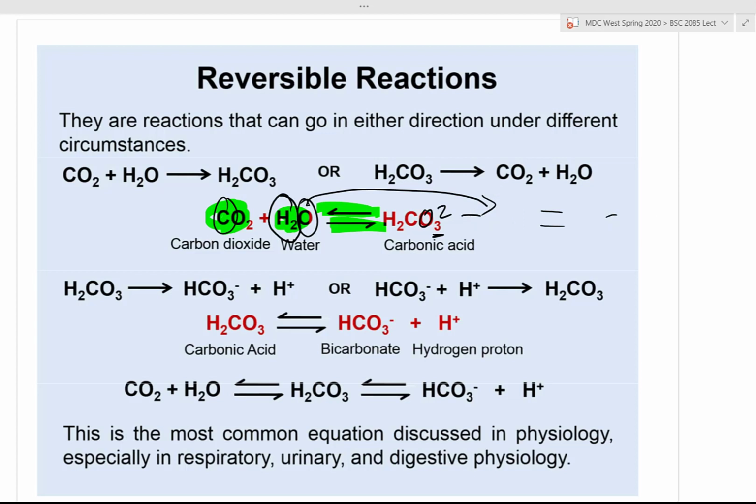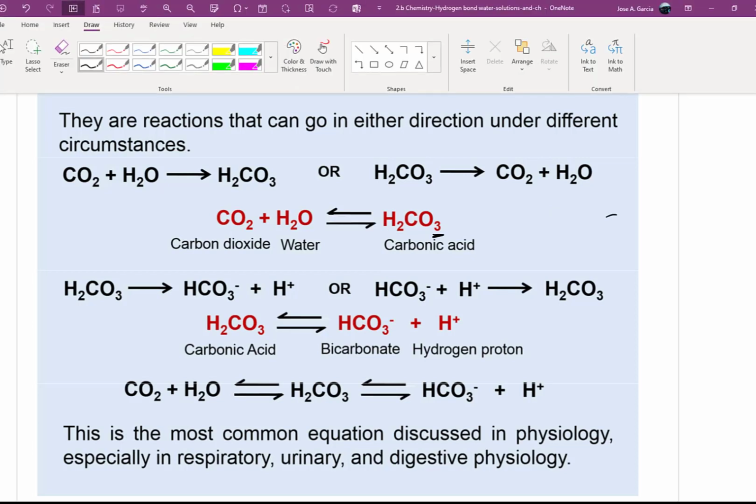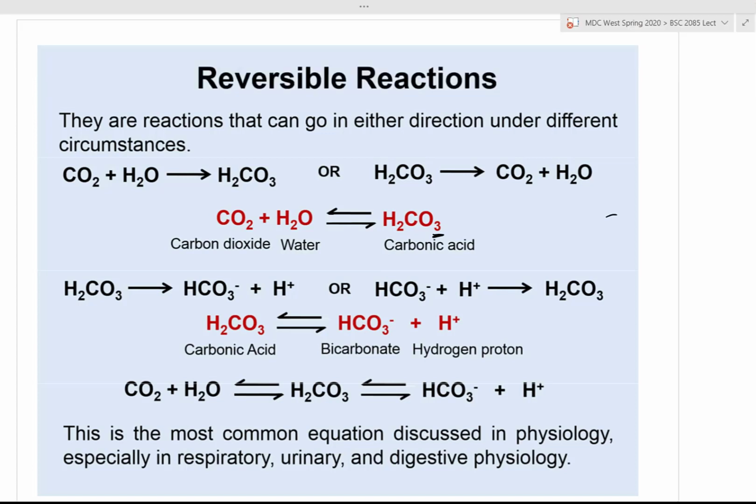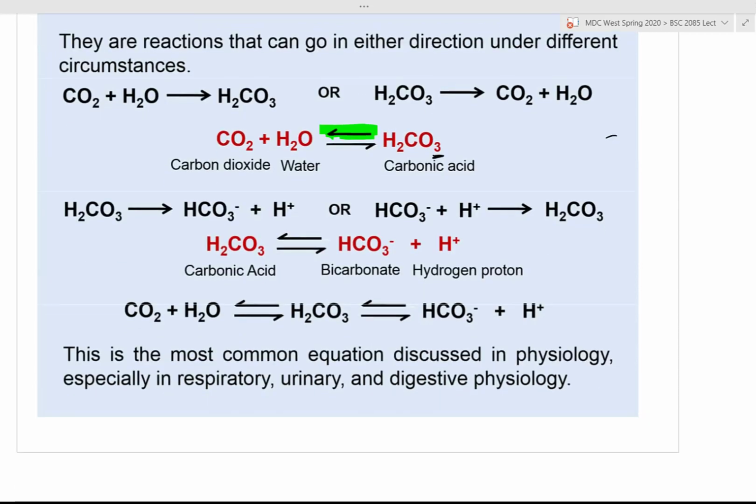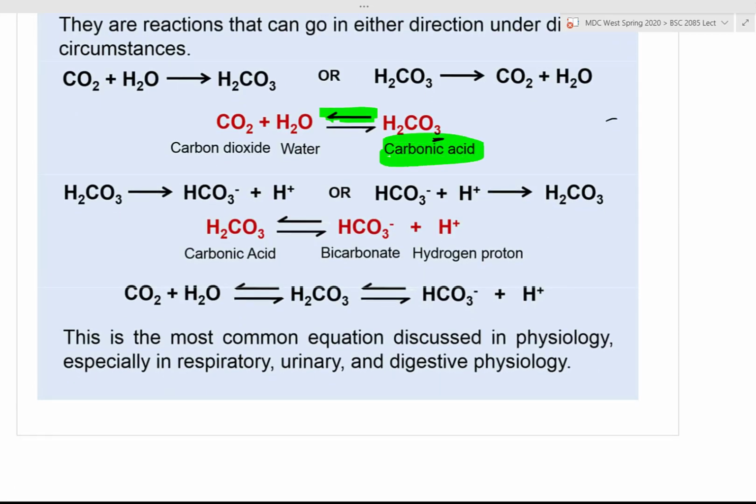Now, this can actually move what? Forward, creating H2CO3, or H2CO3 can actually go into a decomposition or just reversible reaction into what? CO2 and H2O. Okay? And by the way, carbonic acid is the main way that you transport your CO2 to the pulmonary system, so you can breathe it out.